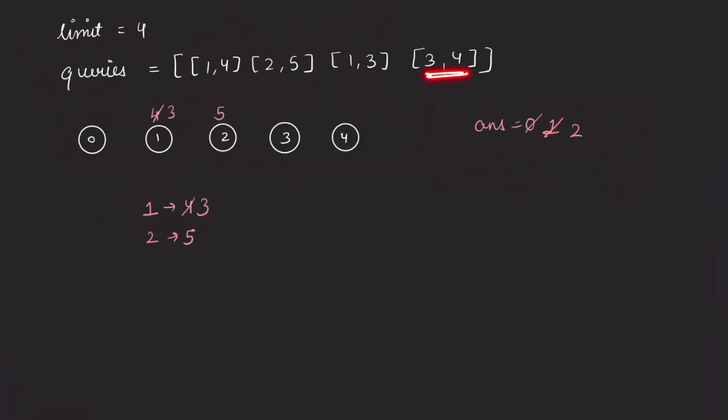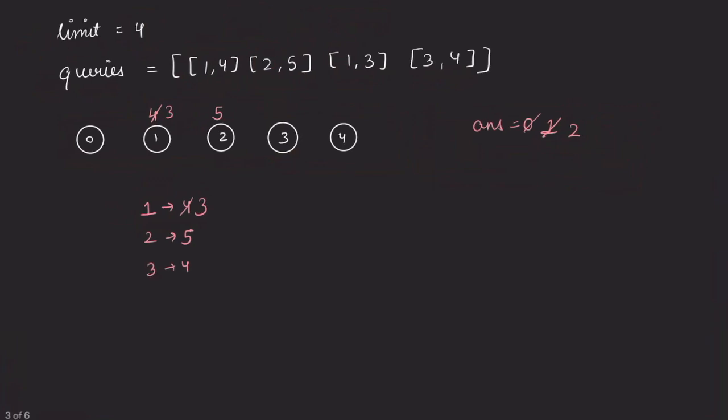Then next comes 3, 4. So I will check again. Ball 3 is not colored. So now I will give it a color and I will increment my answer by 1, and 3 will be the answer for the last query.